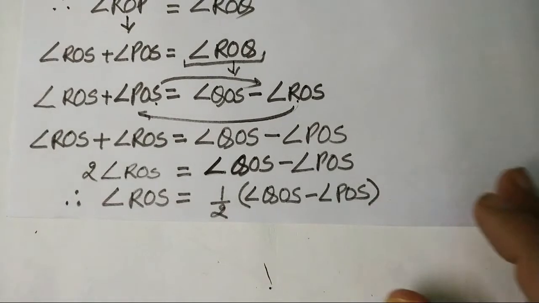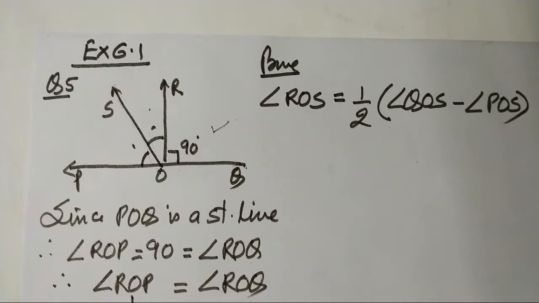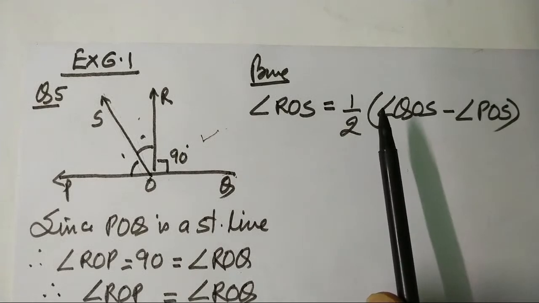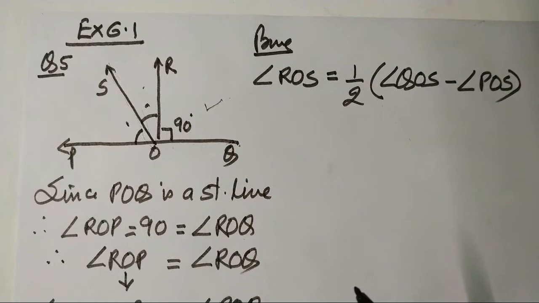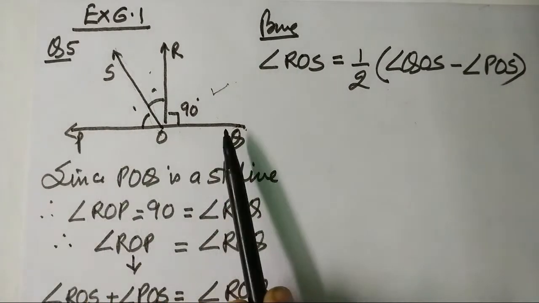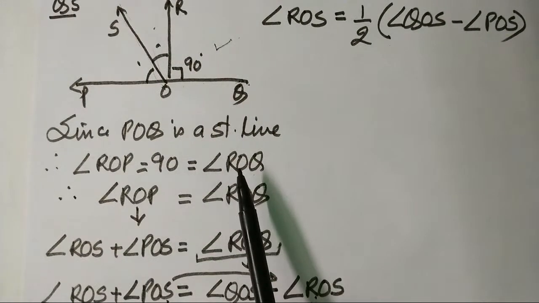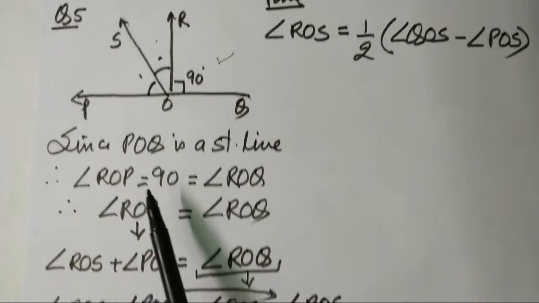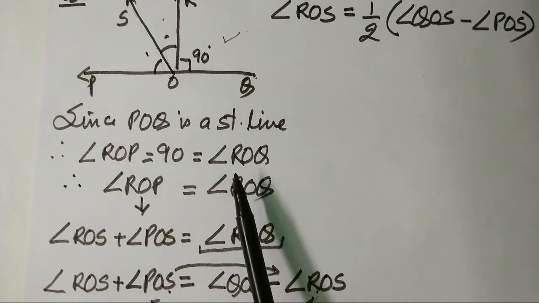Now let's quickly revise what we did. The figure is given and we have to prove this sentence. To prove this sentence, we will just use what is given in the question. So keep following the steps. Since POQ is a straight line, ROP is 90 and ROQ is also 90. So this is 90 and this is also 90, and ROP is equal to ROQ because both are 90 degrees.